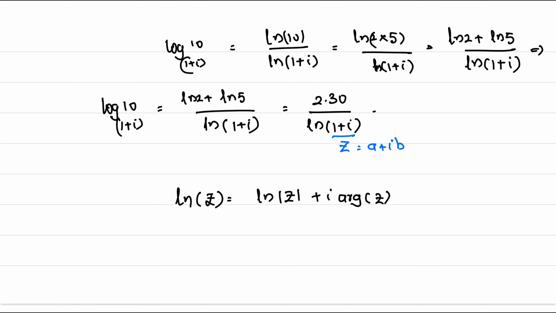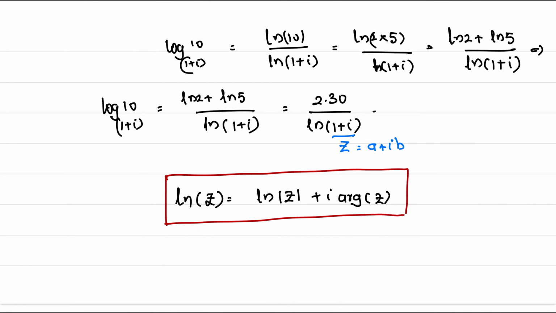ln z is equal to ln the magnitude of z plus i into argument z. This is one of the most important formulas you should remember, logarithm of a complex number. Here we are talking about the logarithm of a complex number to the base e. With this we are going to find out logarithm of 10 to the base complex number.